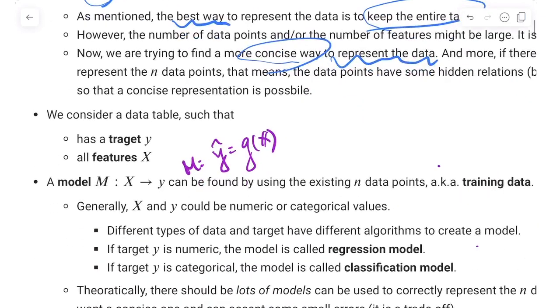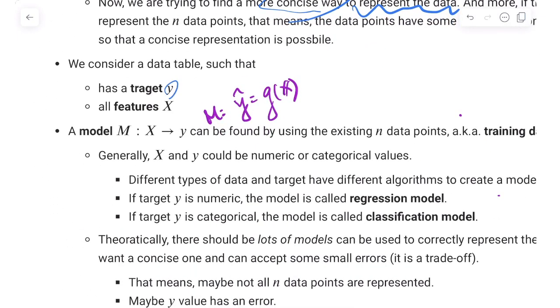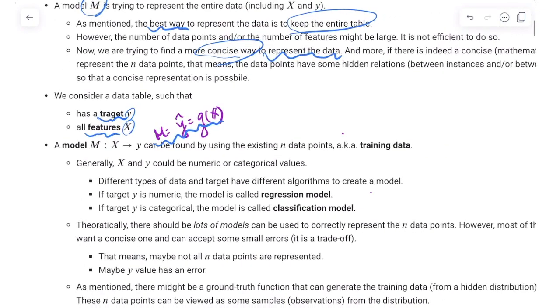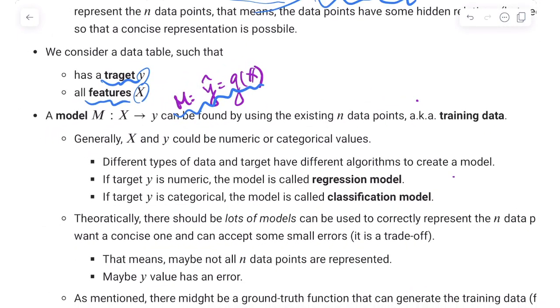Okay, so small y is the target, the big X is the features, and we'd like to find some model, which is a mathematical model, to help us compute or predict the y hat. To find such a model, we have n existing data points, which is what we call n training data. And to find such a model, we need to apply different algorithms.